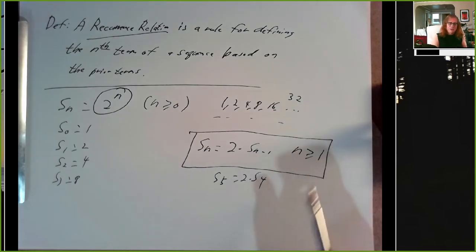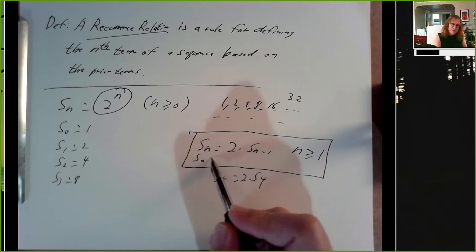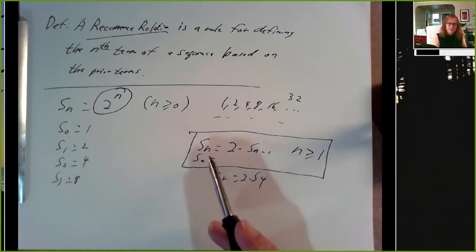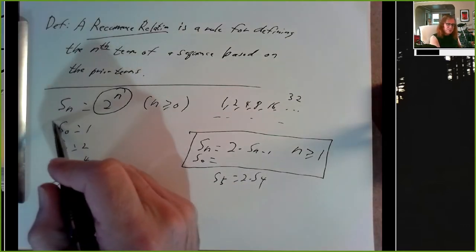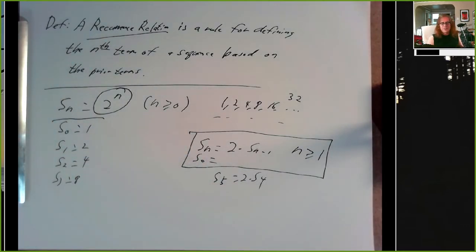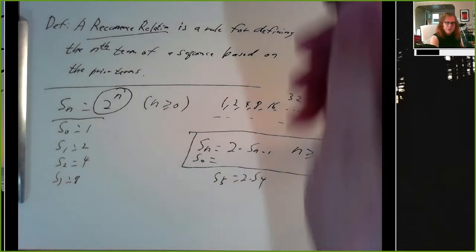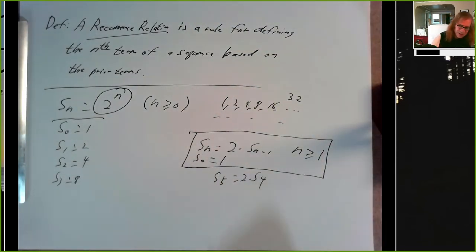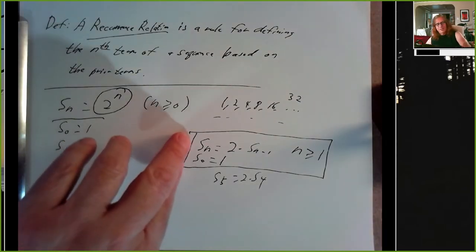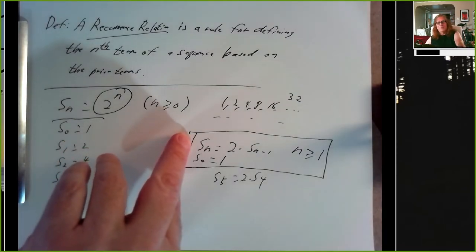What if I want to know what S0 is? I can't use this formula because it would say S0 is 2 times S minus 1, and there is no S minus 1. S0 is the first term of the sequence. So what do I do? Well, I just explicitly say S0 is equal to, and I list the actual value for it. Now, taking these two together, I can define any element of the sequence.